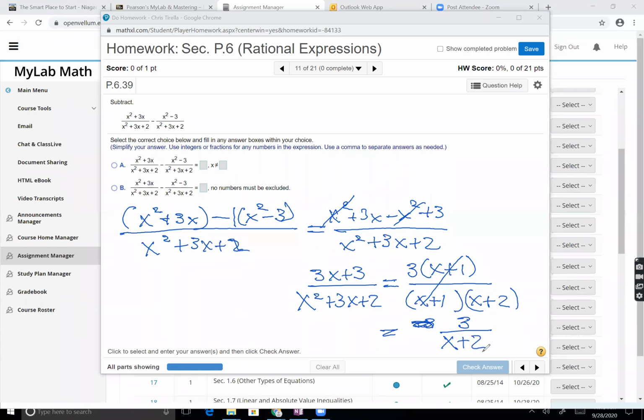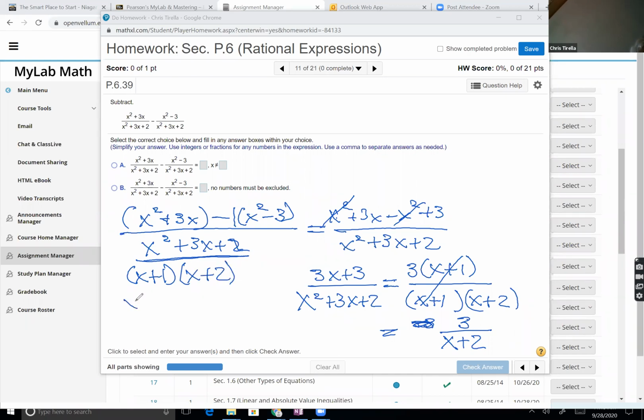Now, what must be excluded? What must be excluded are the values that make the denominator 0. So I'm going to factor that denominator, x plus 1, x plus 2. And when I set them equal to 0, do you see that x cannot equal -1 or -2? When it says what can x not equal, what values are excluded, I'm worried about what makes my denominator 0.